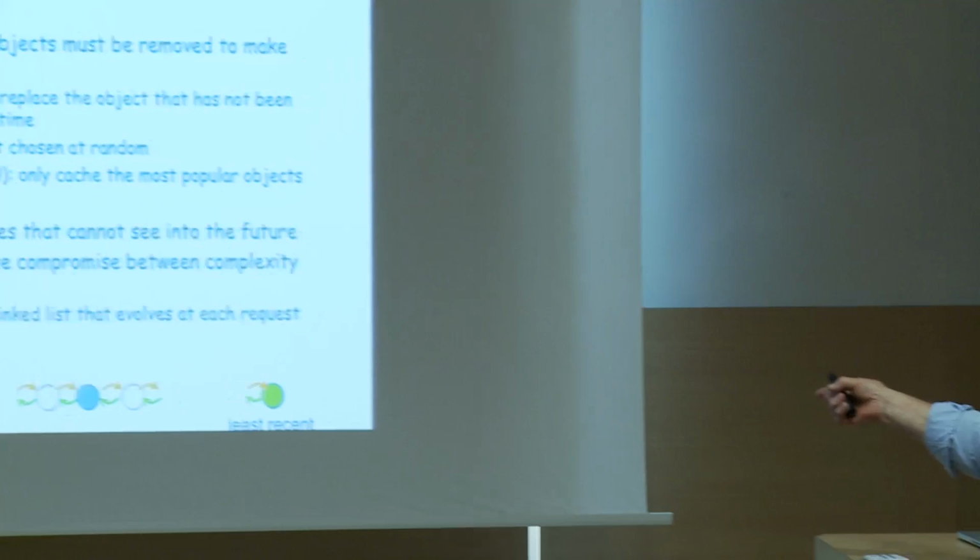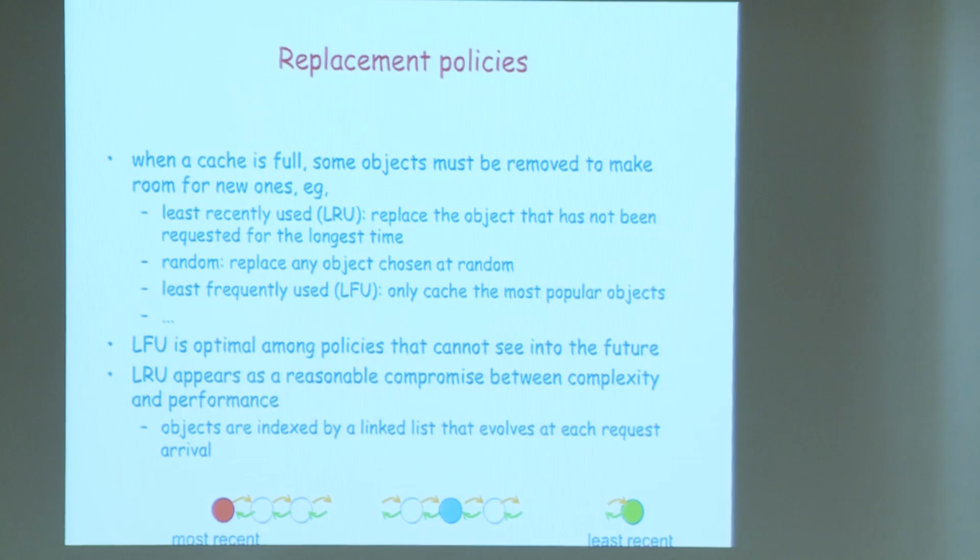It's not difficult to implement. You've got a linked list of objects within the cache, most recent at the left and least recent at the right. If you get a request for the blue object, it becomes most recent and shifts the others down. If you get a request for a yellow object which wasn't in the cache, it goes to the front and kicks the least recent one out. So that's fairly easy to realize, I think.